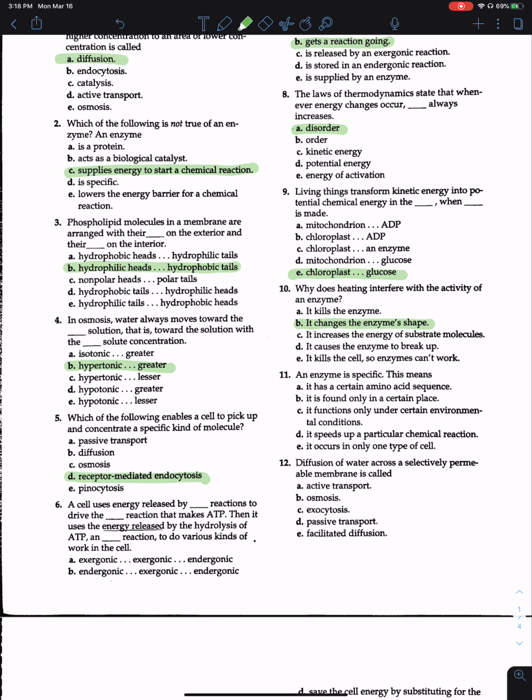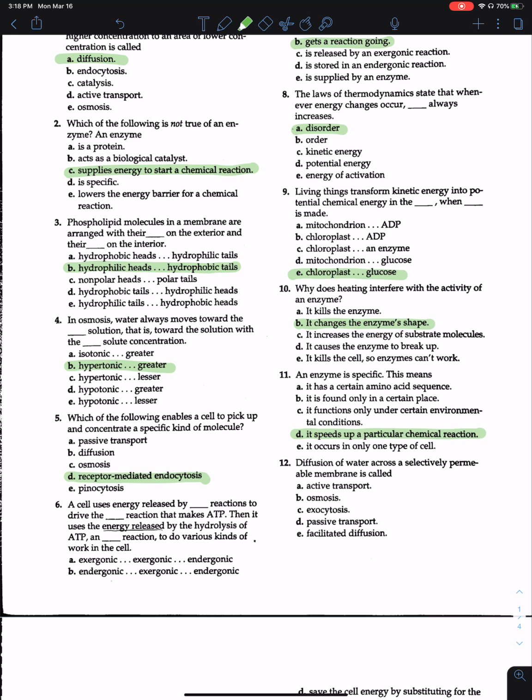Moving on to number 11. An enzyme is specific. This means, answer here, D. So this can be somewhat confusing. So I'll take a minute here to go over this.